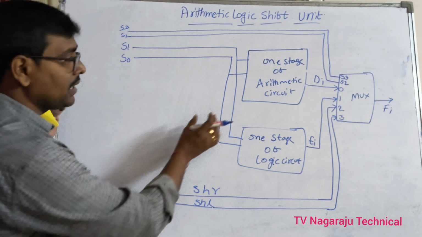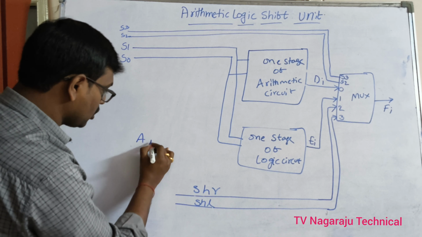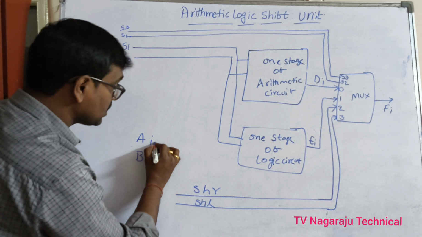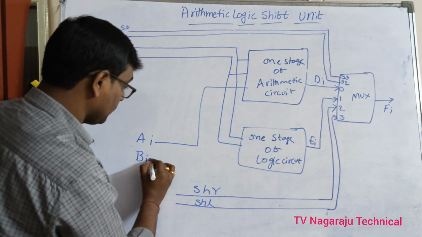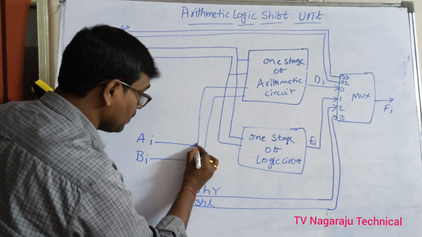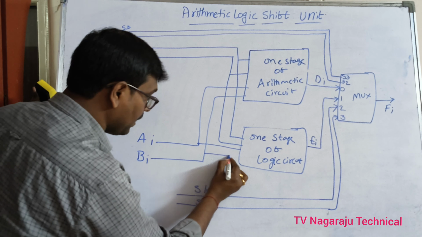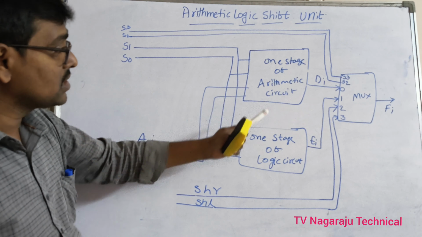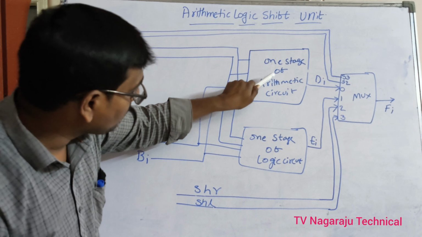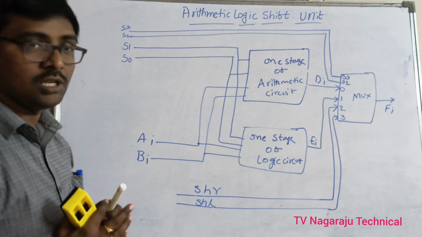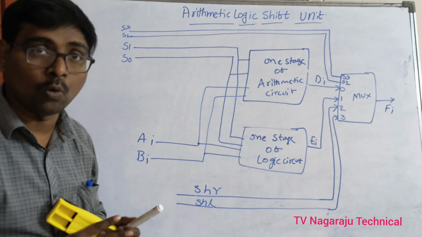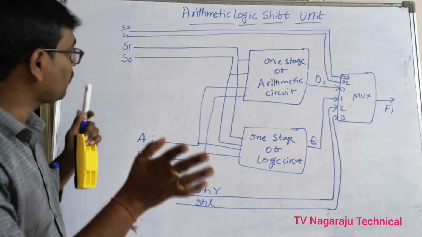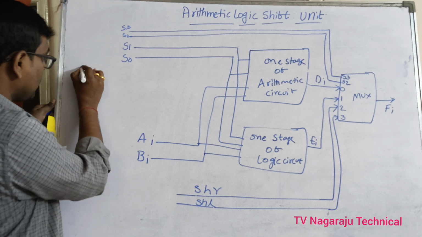Anyway, 2 inputs are connected to this one. The first input is AI, the second input is BI. AI connected to here, BI connected to here. This is the final arithmetic logic shift unit circuit, which will implement all the arithmetic operations, logic operations and the shift operations. Now, I will show which operation is performed based on the selection lines. Now, I think the diagram is clear.